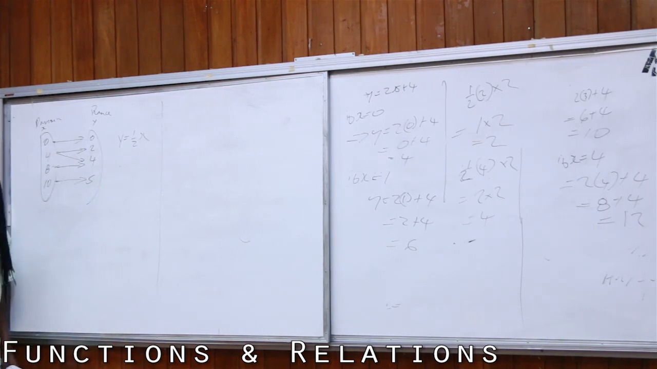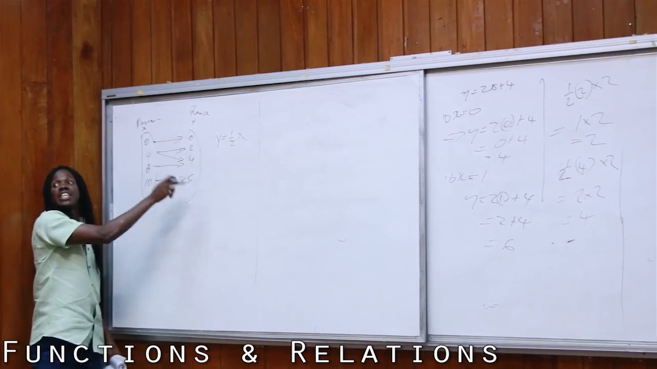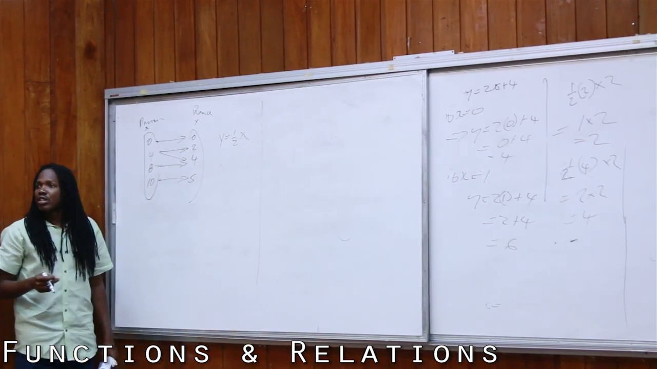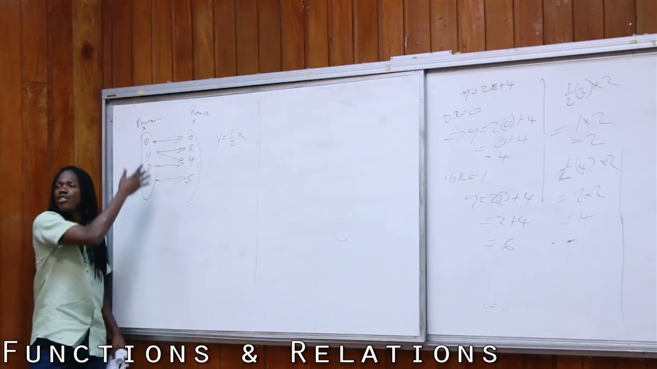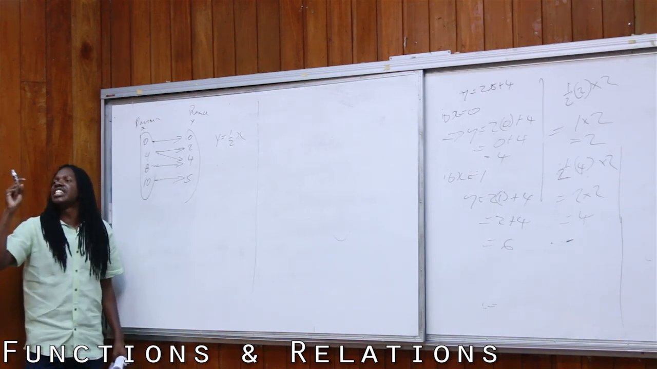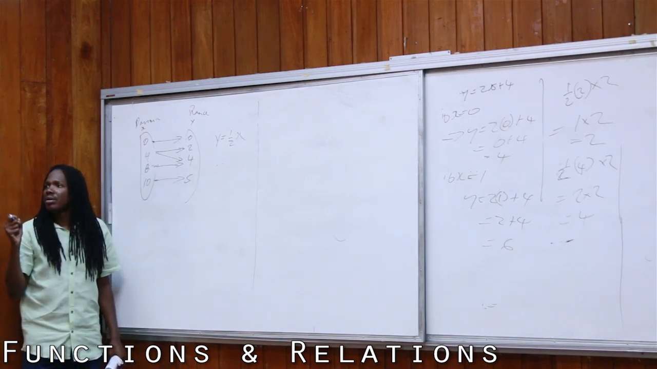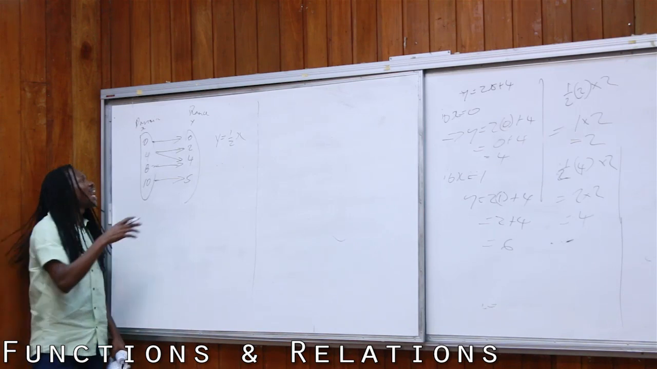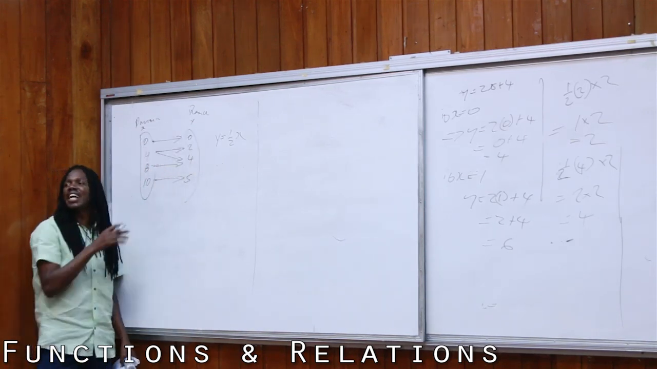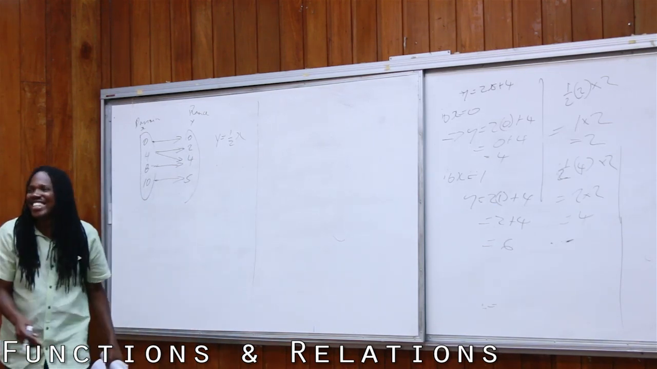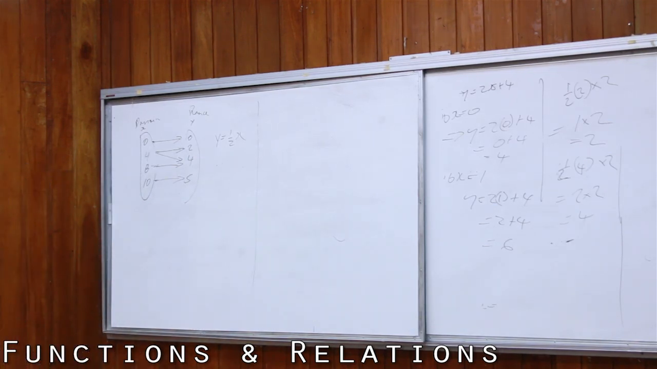Can that be a function? Because 4 has 2 relationships. It can't have 2 relationships and be a function. So it is only a function if the domain has only 1 relationship. In real life, the range is dependent on the domain, so the domain is the man and the range is the wife. You see it simple?